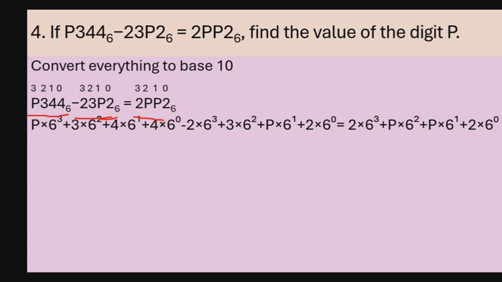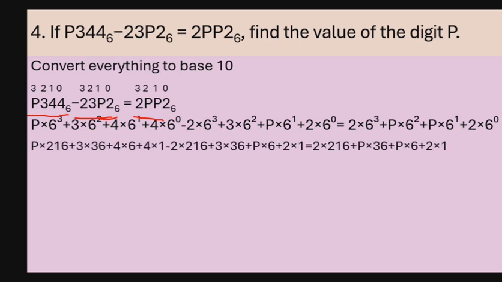The same thing, 4 times 6 raised to power 0, minus 2 times 6 raised to power 3 plus 3 times 6 raised to power 2 plus P times 6 raised to power 1 plus 2 times 6 raised to power 0. Come over to equals to. You do the same thing, which is 2 times 6 raised to power 3 plus P times 6 raised to power 2 plus P times 6 raised to power 1 plus 2 times 6 raised to power 0.